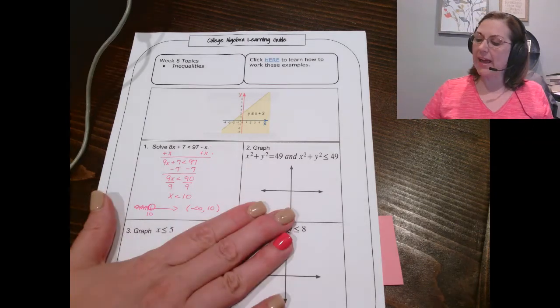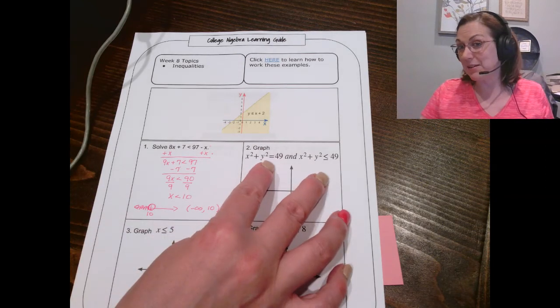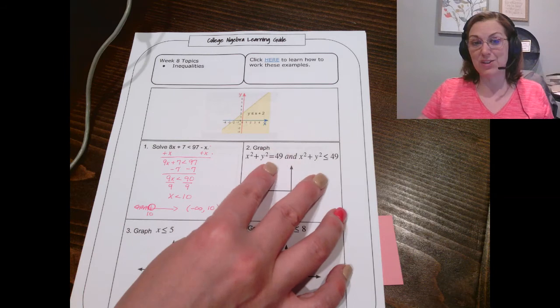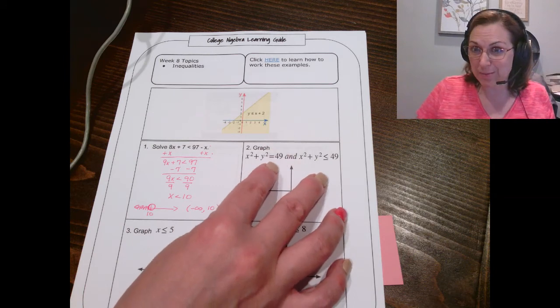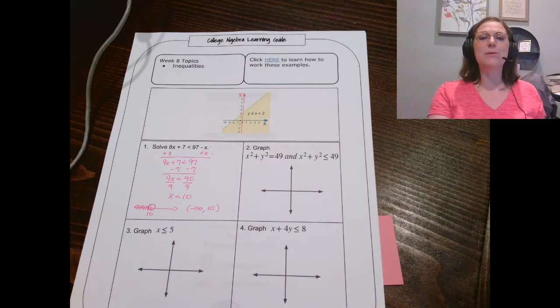Let's take a look at number 2. Now, I put both of these here. They're going to be very similar. One's going to be just a graph. We're going to use Desmos to help us get that graph. And the other's going to be very similar to that. So let's switch over to Desmos.